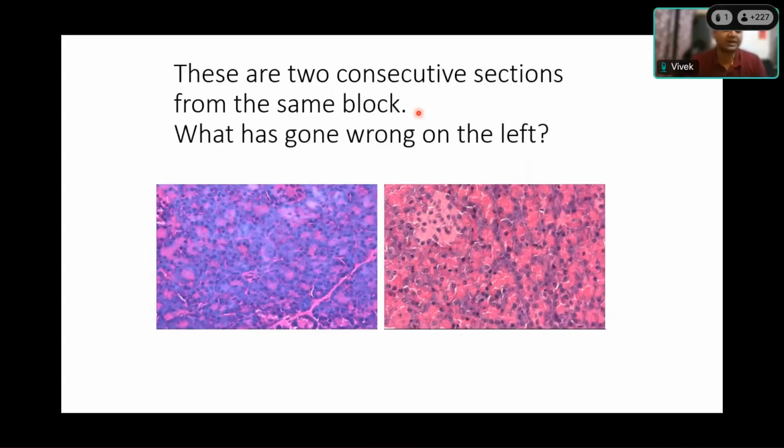These are two consecutive sections from the same block. It means they're processed identically. You're getting one section like this, and you've stained the next section, it's like this. What's gone wrong? And these are actually sections which I made to get these. The last time I gave this lecture, I actually did some of these experiments. So here, what has happened?